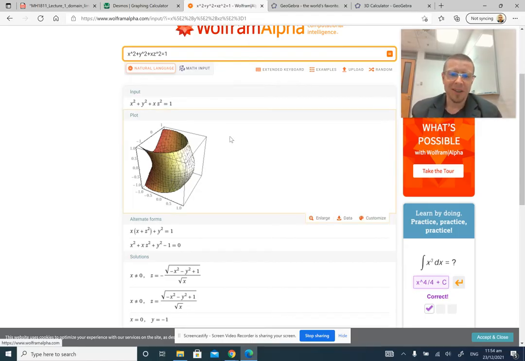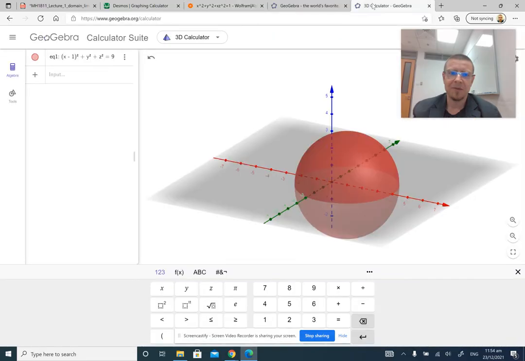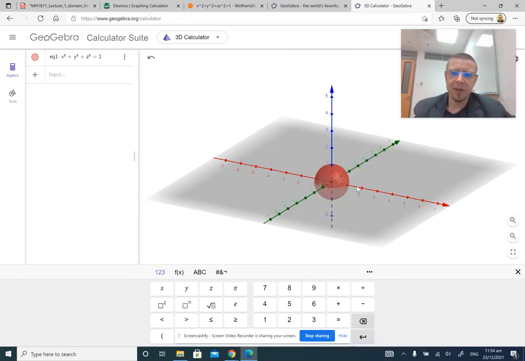Another tool that is less powerful but does a better job in visualization is called GeoGebra, right? So in GeoGebra, let me erase this. If you want x squared plus y squared plus z squared is 1, it'll draw this sphere.